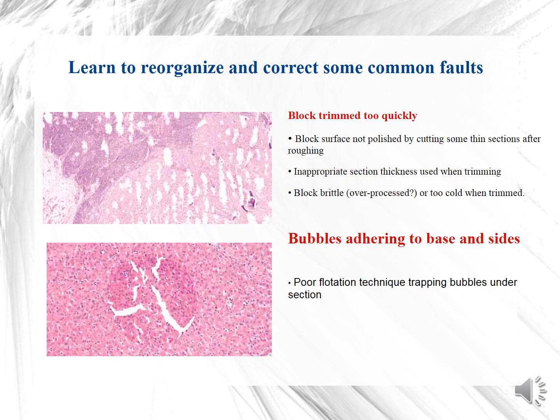Then block trimming too quickly. The block should be trimmed by seeing the sections properly. The block surface is not polished by cutting some thin sections after roughing. Inappropriate section thickness used when trimming. So these precautions should be taken while doing microtomy. Bubbles adhering to the base and slides, poor flotation.